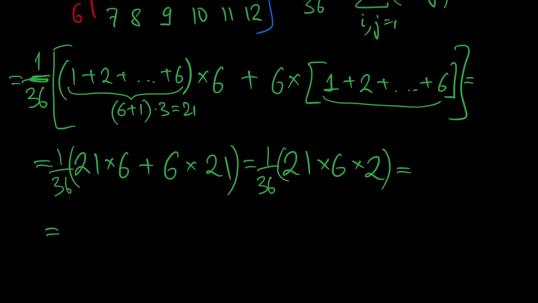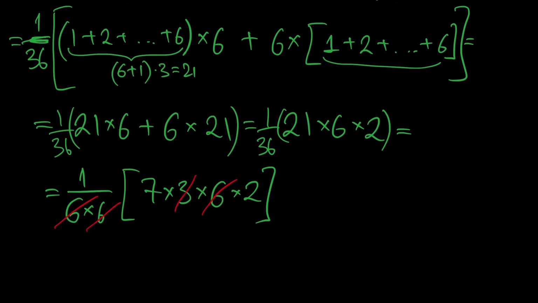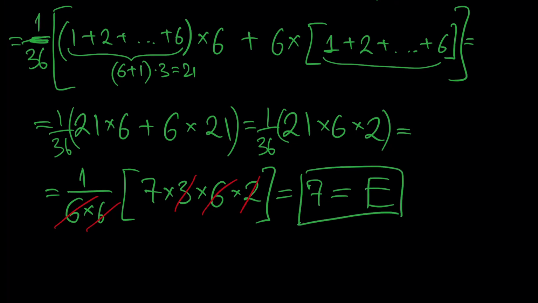Next, 1 over 36 is 1 over 6 times 6, and our 21 is 7 times 3. Let's rewrite 6 times 2. Here, 6 and 6 cancel out, and this 6 can be cancelled by this 3 and 2. And the answer is 7. So 7 is the expected sum of the numbers of dots on the upfront faces when we roll our die 2 times.